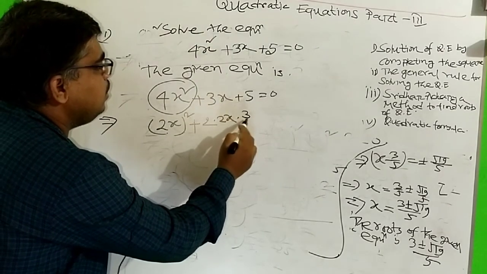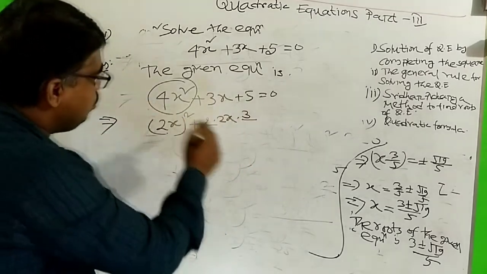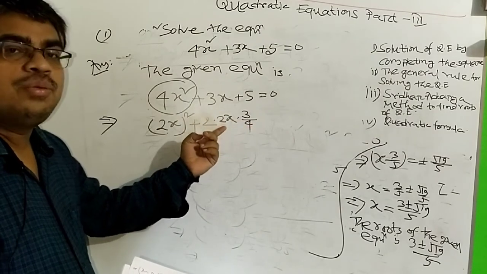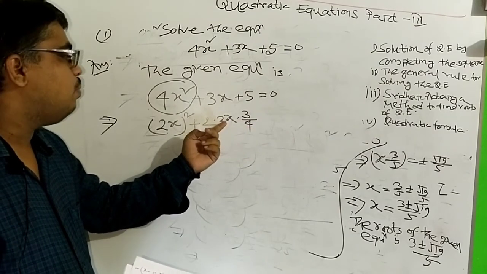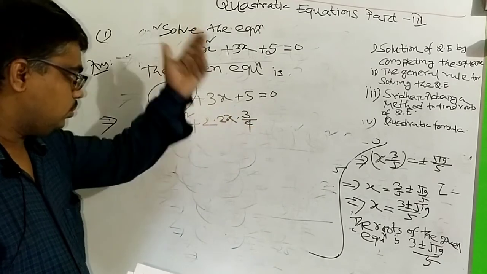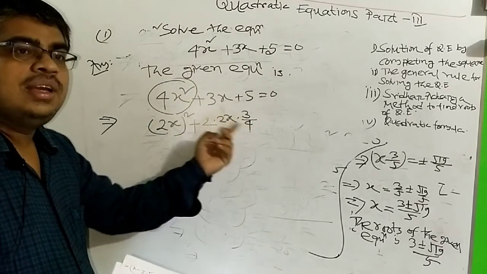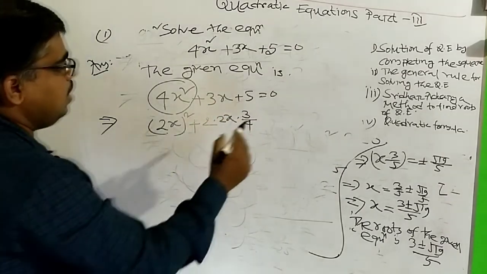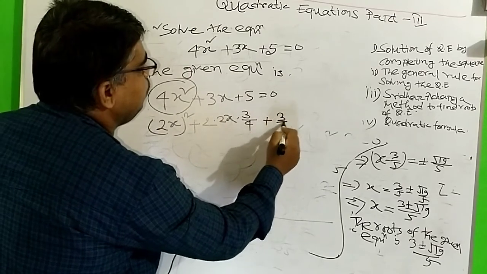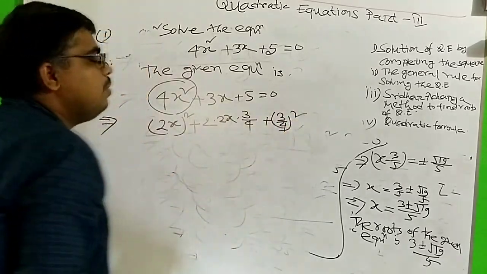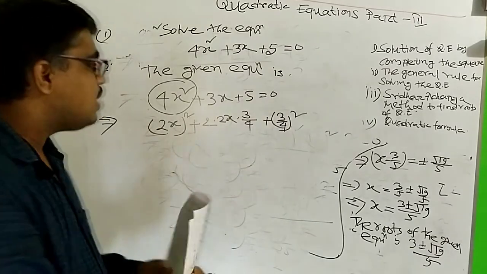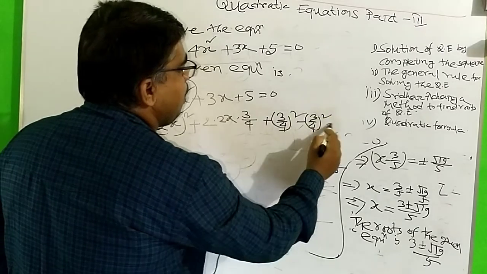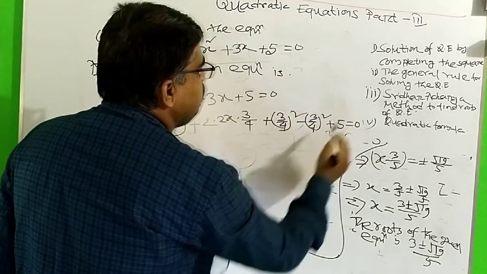We take it as 3 by 4. If we take 4 here, 4 into 4 means 2 into 2 means 4, and 4 from numerator and 4 from denominator cancel. Yes, we get only 3x. Now we add 3 by 4 whole square and subtract 3 by 4 whole square plus 5 equal to 0.